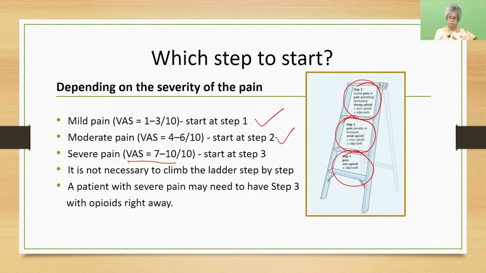It is not necessary that you have to climb the ladder from step 1 to step 2 and step 3. Suppose the patient comes to you and he is having severe pain, his VAS score is 7 to 10, you can jump to step 3 and start the drugs mentioned in step 3, like morphine and fentanyl.